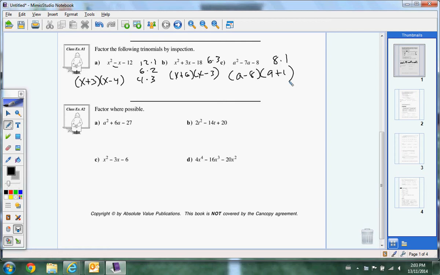All right, so factor where possible. They've really emphasized the word possible here, so you can say no. Okay, so Josh, you want to try A? So a minus 3, a plus 9. Good. So 9 and 3 are his numbers. The middle is positive, so his bigger number is positive. Okay, good, Josh.